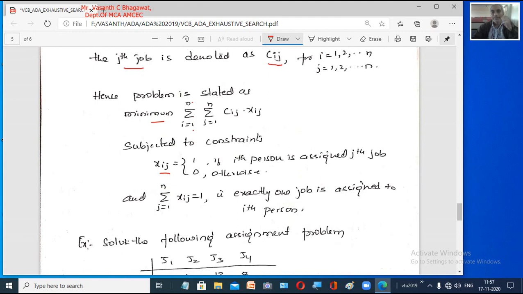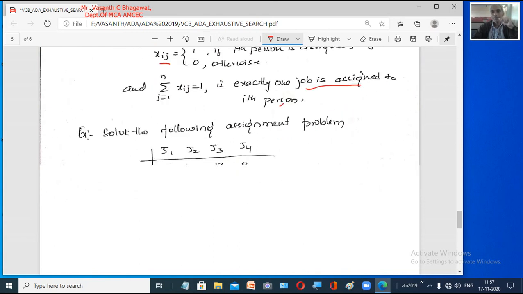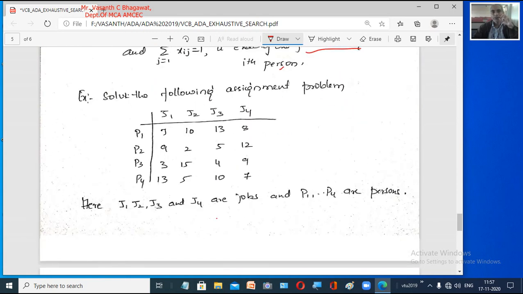And the second constraint is summation for j is equal to 1 to n of xij should be equal to 1. That means exactly one job is assigned to the ith person, right? So this is the constraint that is there. So let us take an example and we will see how we are going to solve it by using exhaustive search. Now this is the assignment problem.